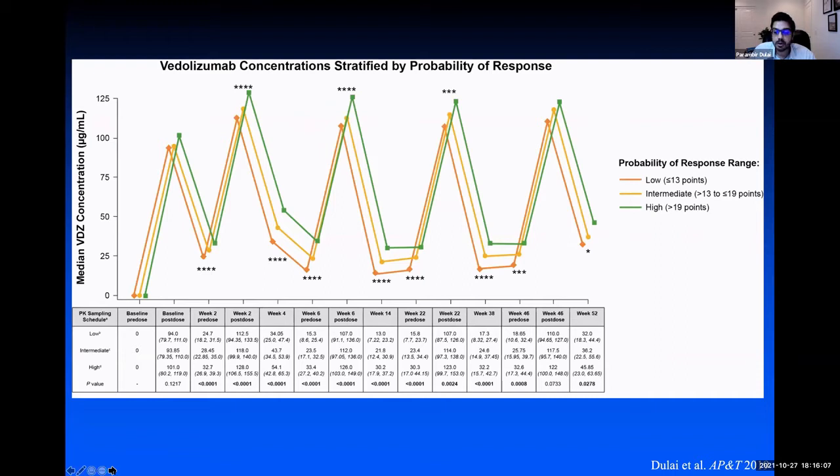So you can see here, these are measured concentrations of vedolizumab over week 52, stratified by their baseline probability of response to the drug. And the orange graph is the patients who at baseline had a low probability of response to vedolizumab in Crohn's. And then you can see this stacking effect, where the higher the probability, the higher the concentration of the drug observed over 52 weeks.